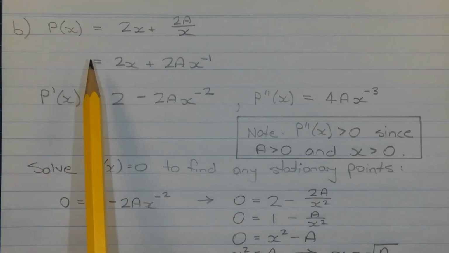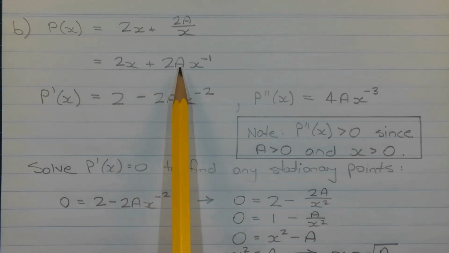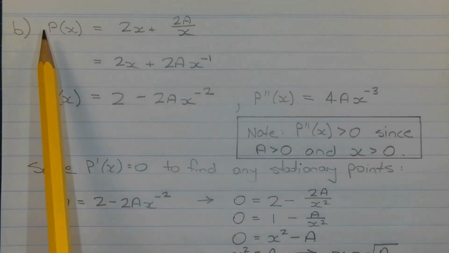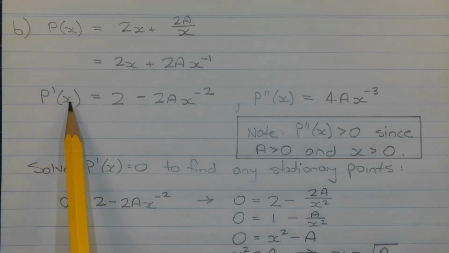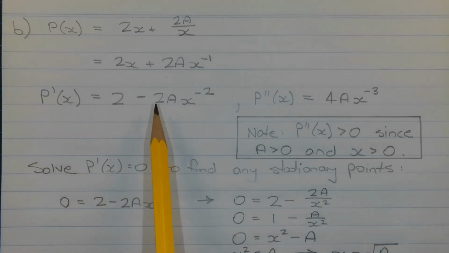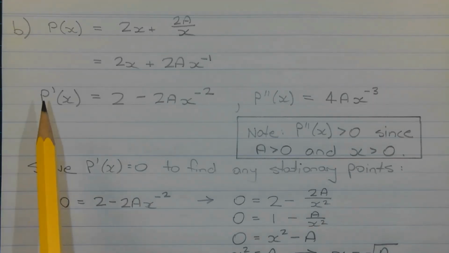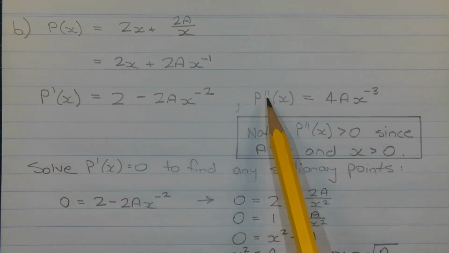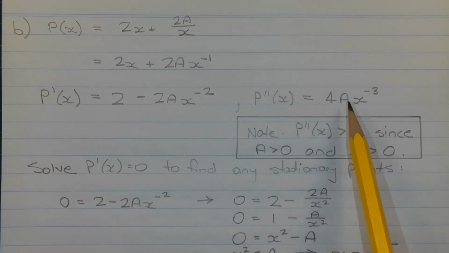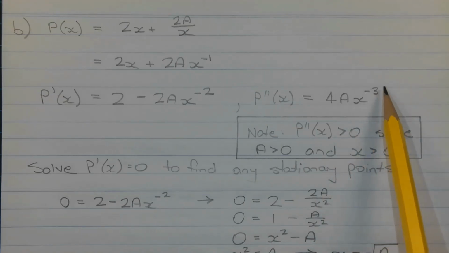So p of x is equal to 2x plus 2 times a times x to the power of negative 1. Differentiating p with respect to x, we get p dash of x is equal to 2 minus 2 times a times x to the power of negative 2. And because we need to test any stationary points, we need the second derivative. So differentiating p dash of x with respect to x, we get p double dash of x is equal to 4 times a times x to the power of negative 3.